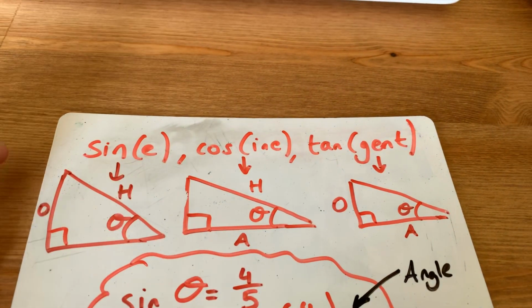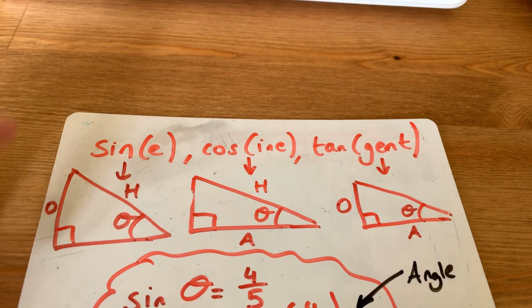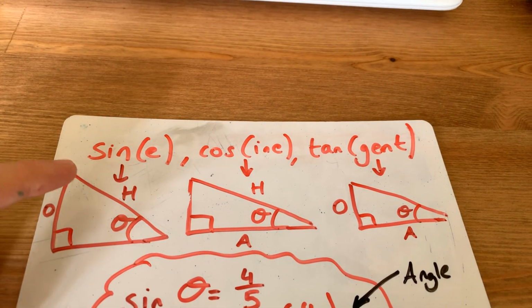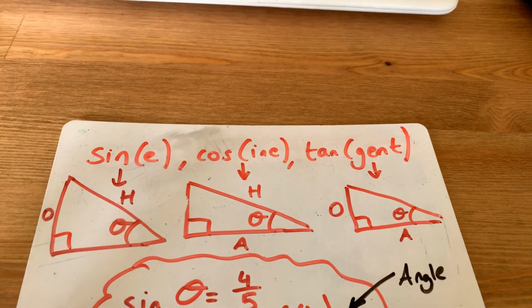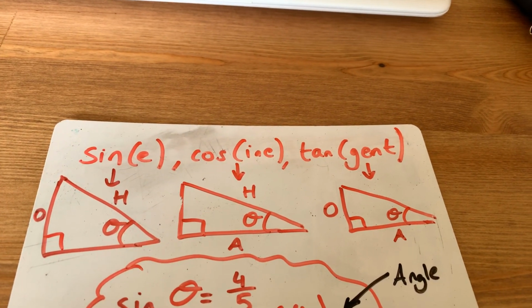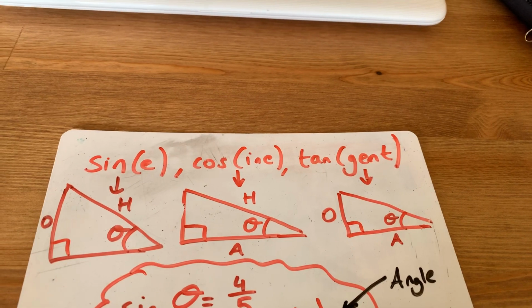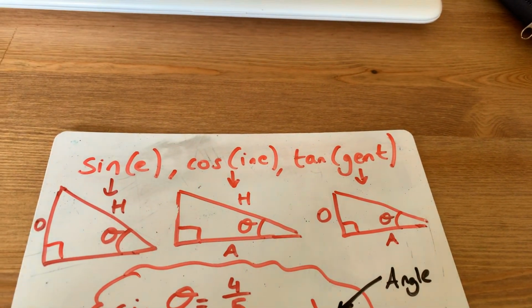We are familiar, however, with SOHCAHTOA, so you can see here for a right angle triangle, when we're using the sine function, we've got the opposite and hypotenuse, cosine adjacent hypotenuse, and tangent, we've got our opposite and our adjacent sides. We should be very, very familiar with that idea of using SOHCAHTOA.